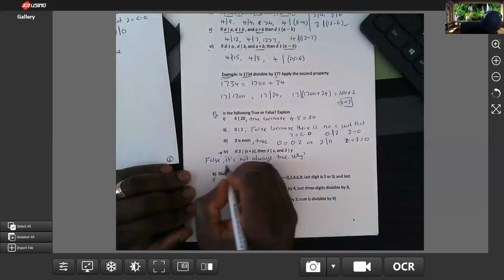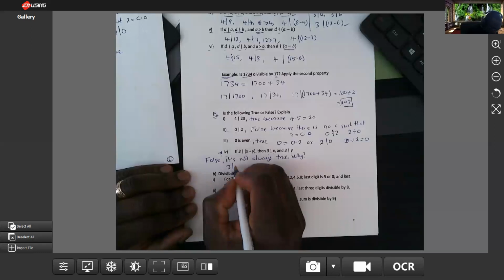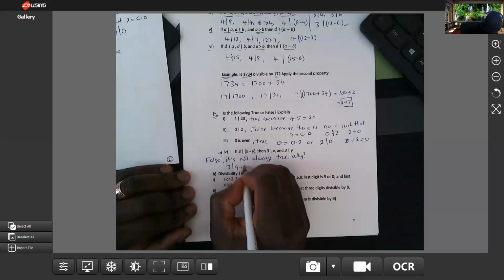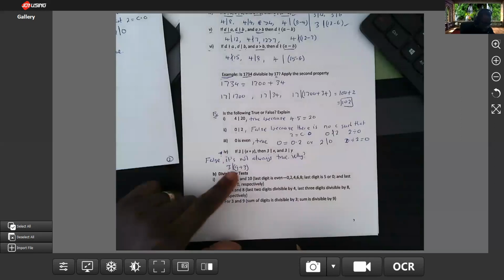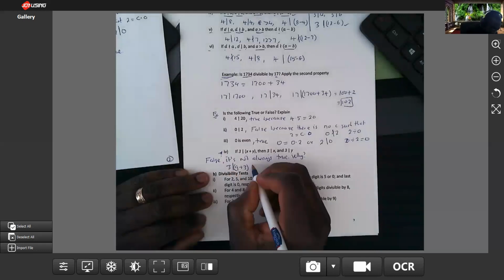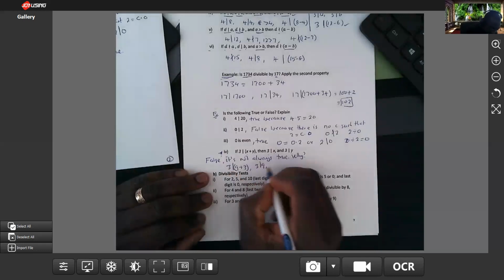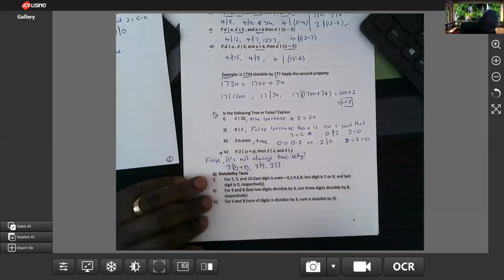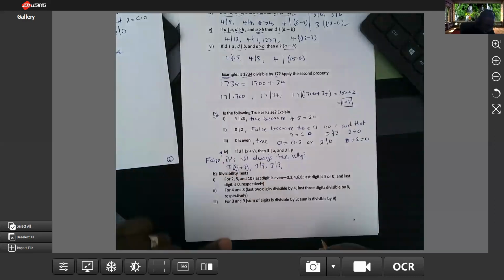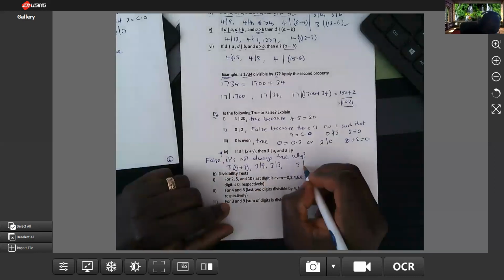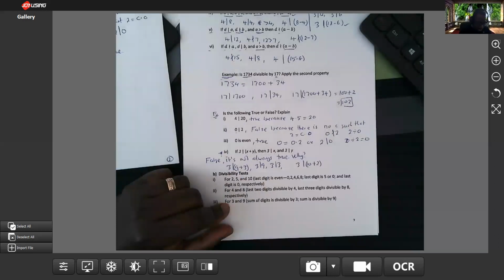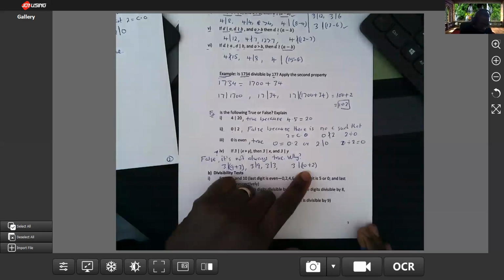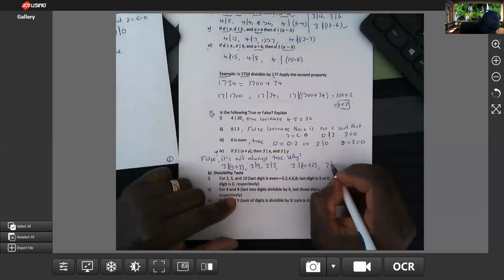Now I know 3 will divide 9. Okay, this is true. 3 plus 9 is 12, and 3 divides that, because 3 divides 9, and 3 divides itself. Okay, what about this same number, 12? I can express 12 as 10 plus 2. Does 3 divide 10 plus 2? Yes, that is true, since this is 12. But does it mean that 3 divides 10?